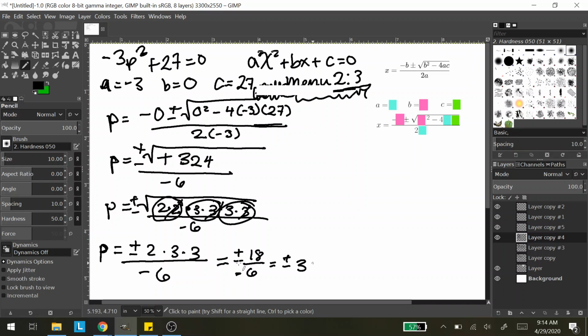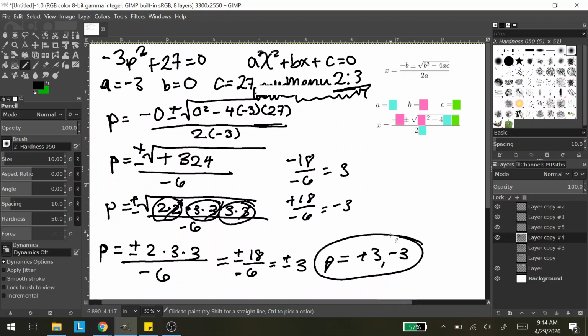Now, these don't really cancel out. You can think of it as a negative 18 over a negative 6, which is going to be positive 3, and a positive 18 over a negative 6, which is a negative 3. So you're still getting plus and minus 3. The negative on the denominator would have more of an effect if b was something besides 0. So my answer is just going to be positive 3 and negative 3. That's it.